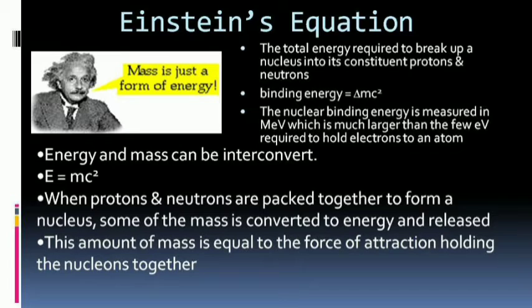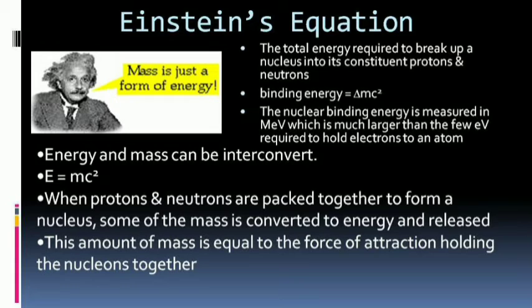Einstein gave the equation E = mc², which says that energy and mass can be interconverted. When protons and neutrons are packed together to form a nucleus, some of the mass is converted to energy and released. This energy is responsible for binding the nucleons together, and the amount of mass lost corresponds to the force attracting the nucleons together. The total energy required to break up a nucleus into its constituent protons and neutrons is called the binding energy, and it is equal to Δmc².